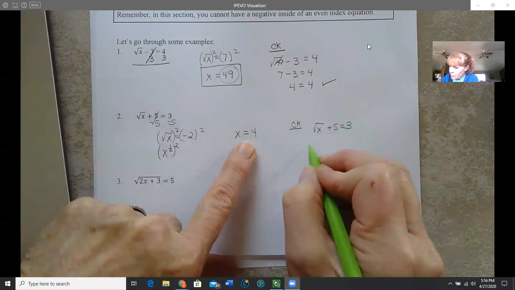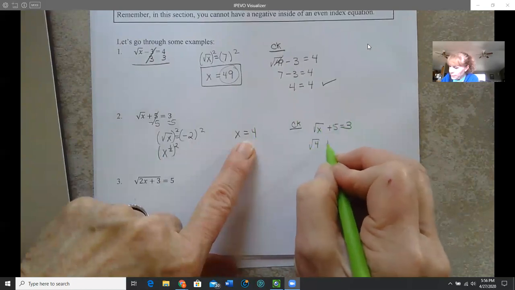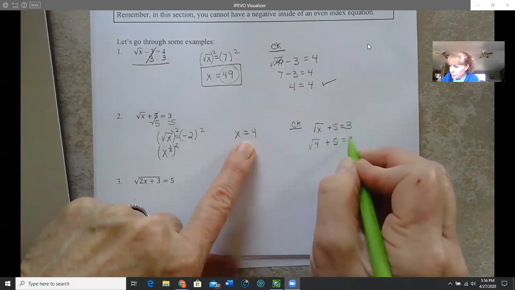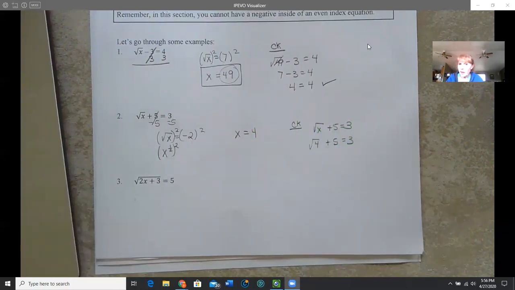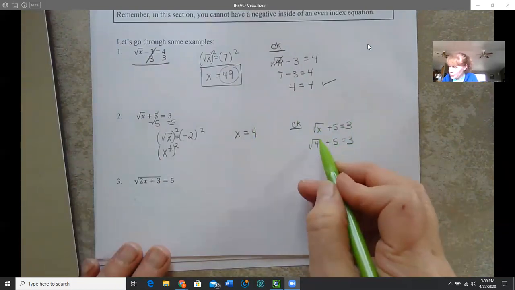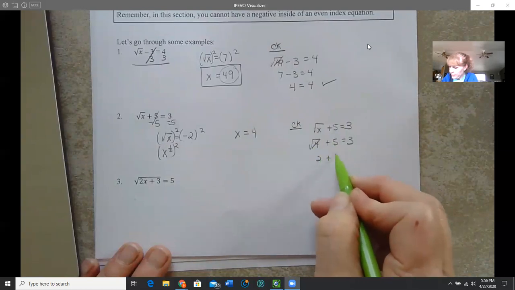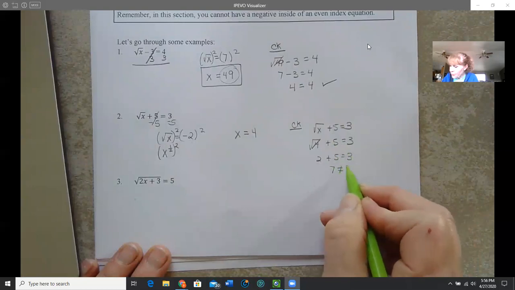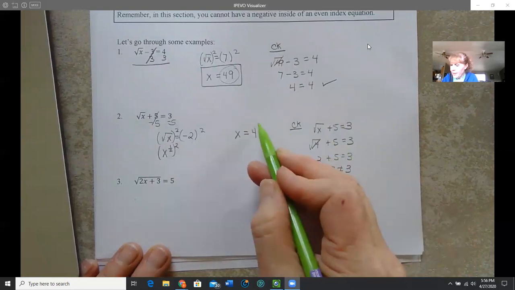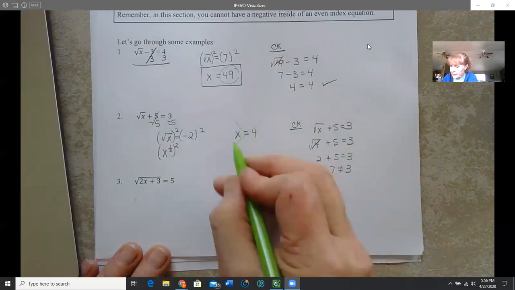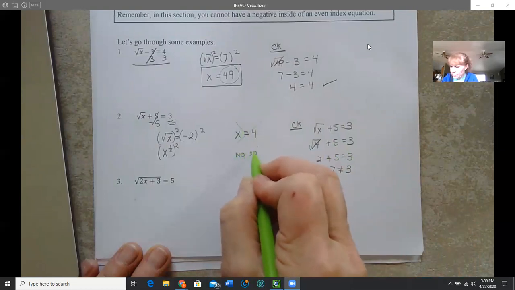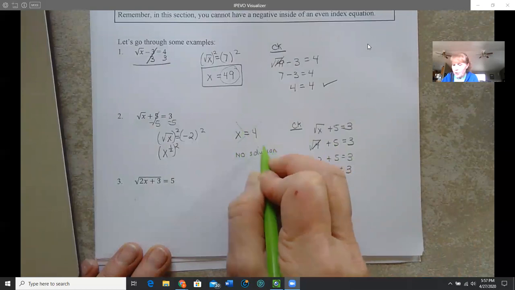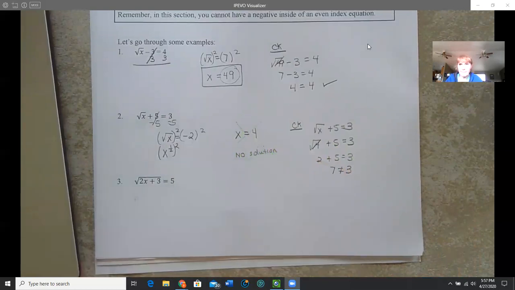So we'll have the square root of 4 plus 5 equals 3. Well, the square root of 4 is 2. 2 plus 5 is 7. 7 does not equal 3. Therefore, that is not a solution. This is no solution. No solution for this one. Okay? All right. Let's try another one.